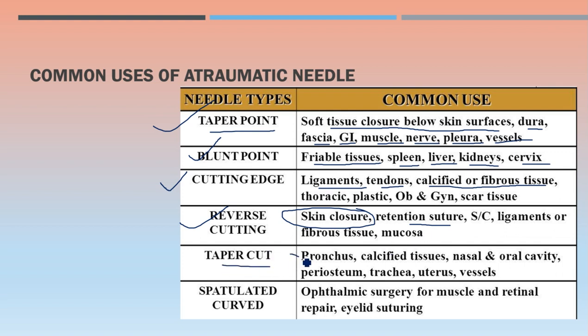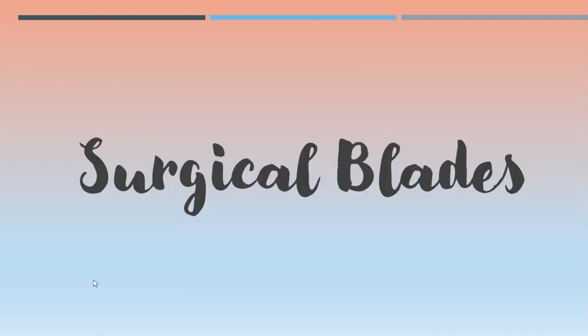The taper cut is used for bronchus, the calcified tissues, the nasal and oral cavity, the periosteum, the trachea, uterus, and vessels. And the spatulated curved needles are basically for ophthalmic surgery, right? For retinal repair, eyelid suturing, and all these things. If you repeat all these things many times, it will be easily remembered by you. So don't take stress regarding this table. Whatever you can remember is enough for you.